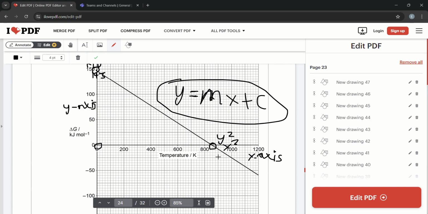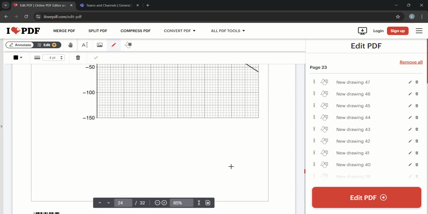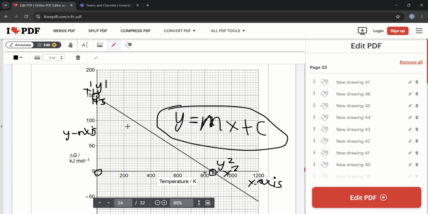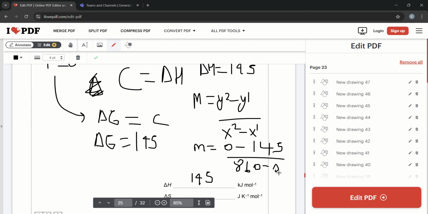Well, x2 is, we're looking at this point here, what's it going up in? That must be 200, 400, 600, 860, minus the x1 value. Well, this x1 value is 0. Go here, that's when x is equal to 0. So we get a gradient.